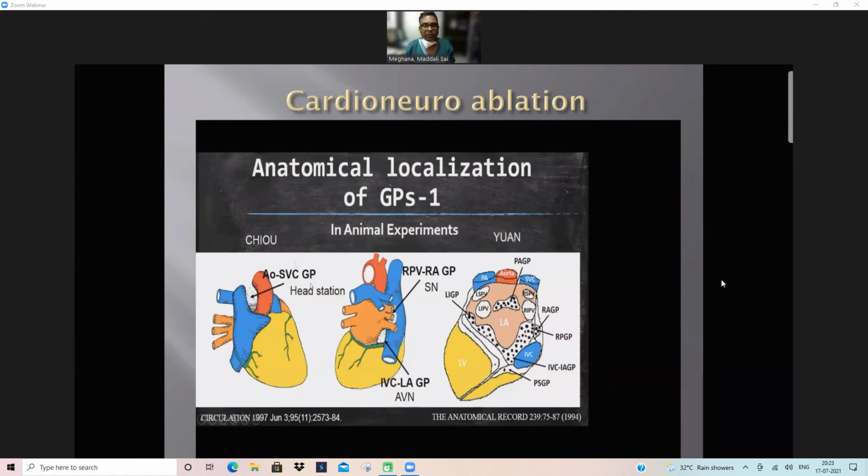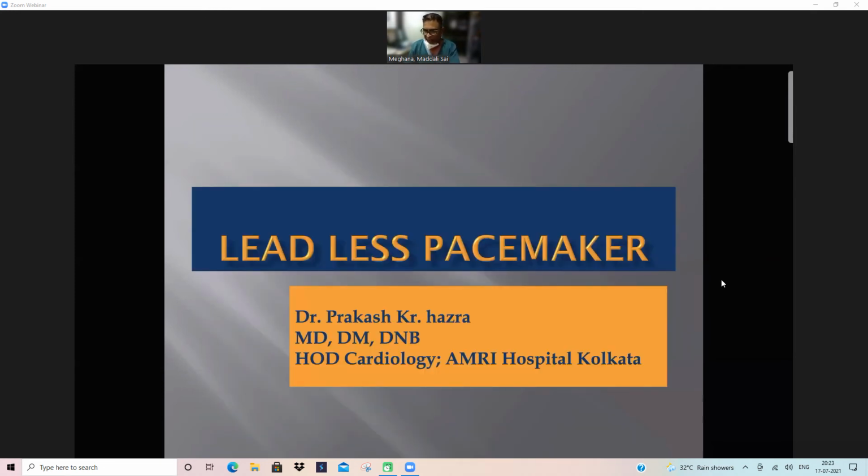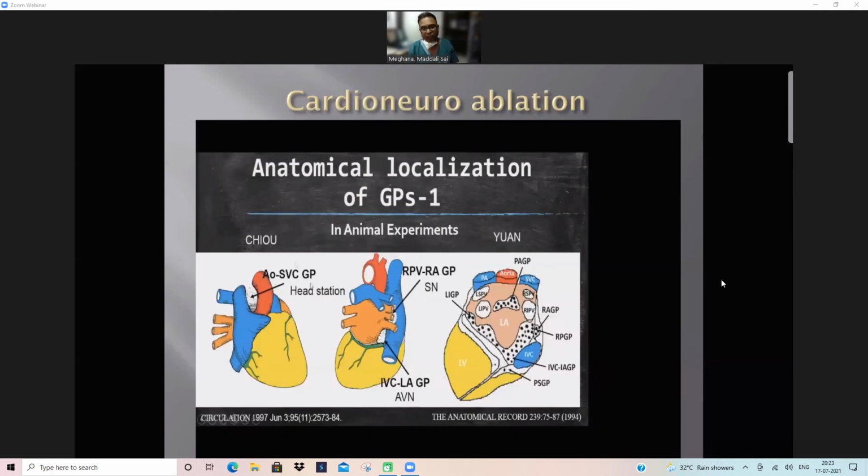Okay. So today's discussion will be a leadless pacemaker, not necessarily Micra. So the whole world is moving toward a newer, innovative therapy for treating sinus bradycardia, sick sinus syndrome, AV block, leadless pacemaker, heart failure therapy leadlessly. So this is a new concept of treating sick sinus syndrome, even AV block, by blocking your ganglionic plexus, that is called cardio-neuroablation at the junction of SVC and RA.